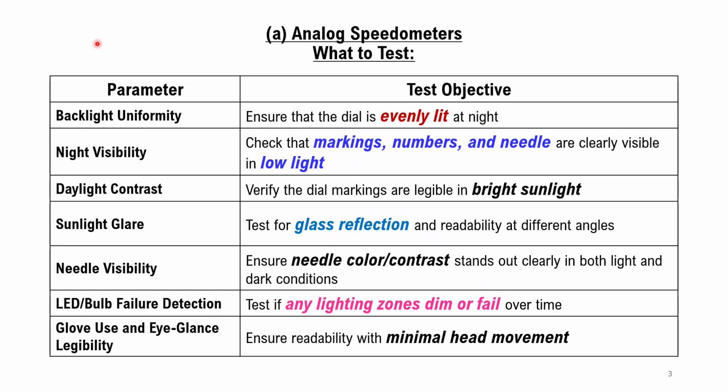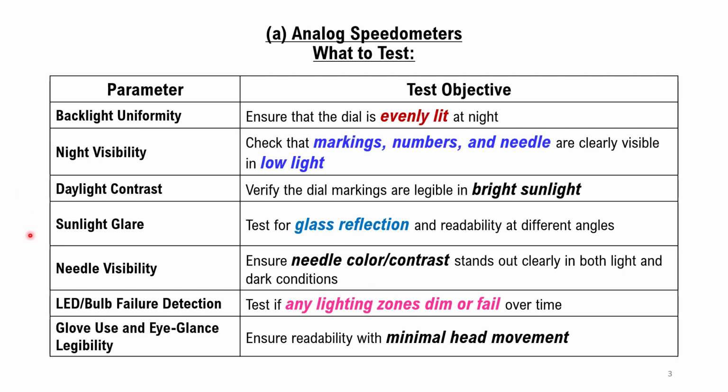Regarding analog speedometer, what to test? That is, parameter: backlight uniformity, to ensure that the dial is evenly lit at night. Night visibility, check that markings, numbers, and needle are clearly visible in low light. Daylight contrast, verify the dial markings are legible in bright sunlight.